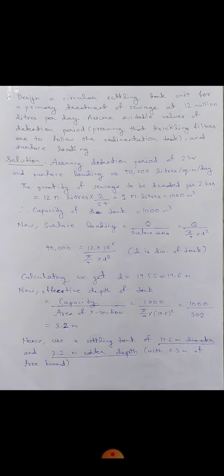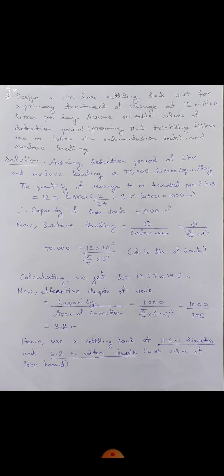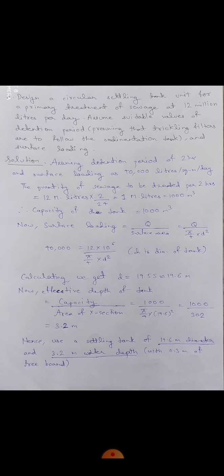Now one question we will do for a circular tank. Okay, how we have to design a circular tank. So in the numerical, you can see: design a circular settling tank unit for primary treatment of sewage at 12 million liters per day. You have to design a circular tank for primary treatment of sewage, that is 12 million liters per day. Assume suitable values of detention period. You have to assume the detention period, small t, as in the previous question.